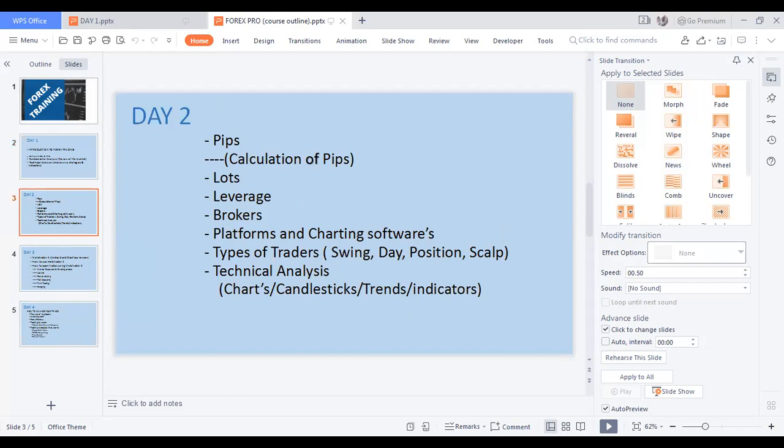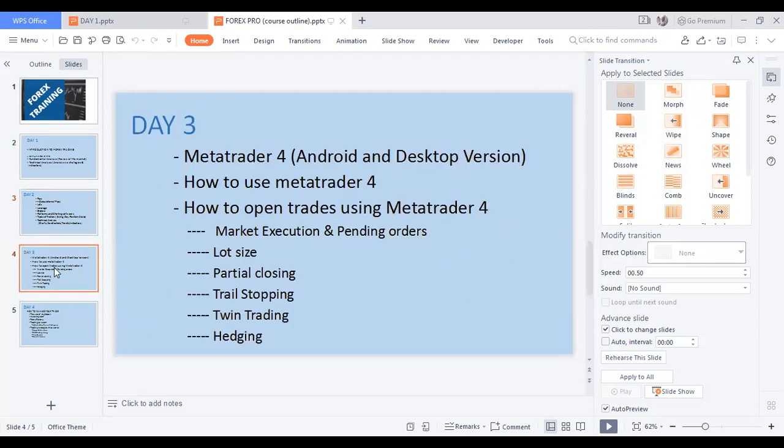Day two, which is tomorrow, we'll look into pips, lots, leverage, brokers, platforms and charting software, types of traders: swing, day, position, scalp, and technical analysis. Now, day three, we'll go into MetaTrader 4, Android and desktop version, how to use MetaTrader 4, how to open a trade using MetaTrader 4, market execution. I will do practicals on this particular day. I will even use somebody's phone to carry out these practicals.